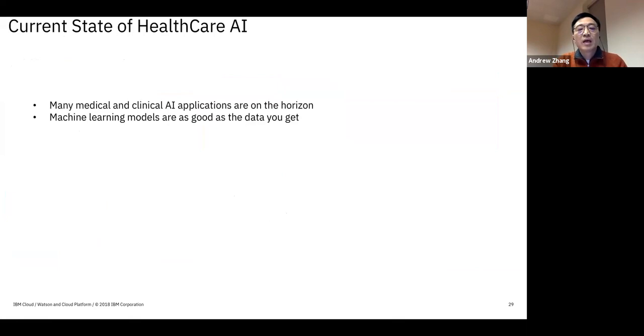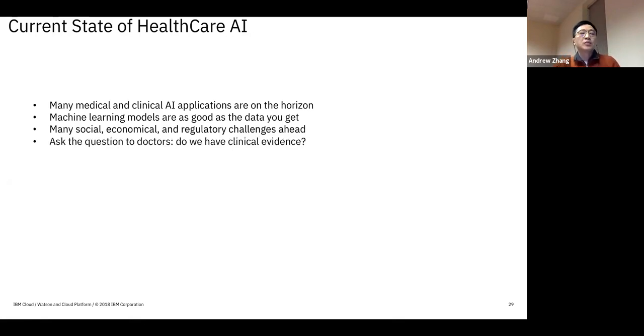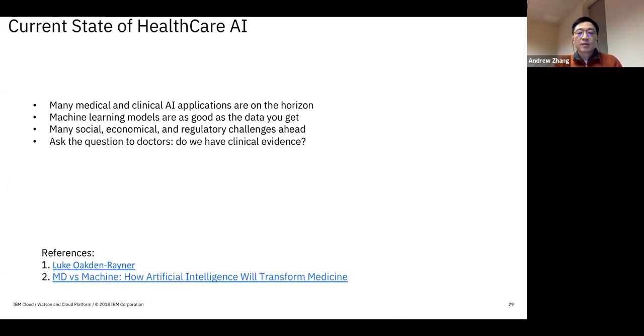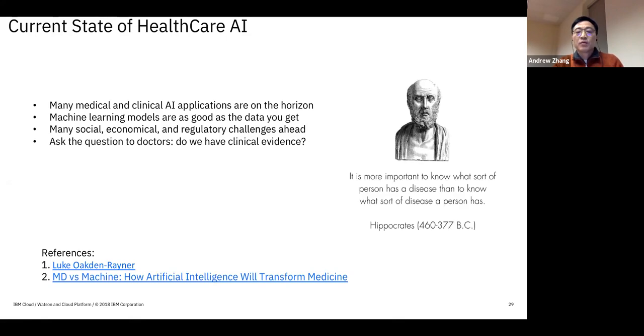But machine learning models are only as good as the data you can get. So if you don't have good data, then it's garbage in and garbage out. There are still a lot of social, economic, and regulatory challenges. One of the key problems is we don't know if we have enough clinical evidence for AI projects or AI applications in healthcare. So my suggestion is to ask a question to doctors. So that is my final slide.